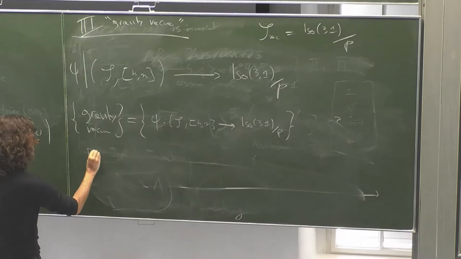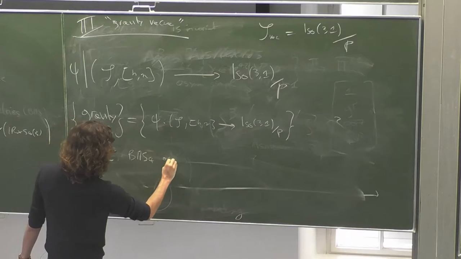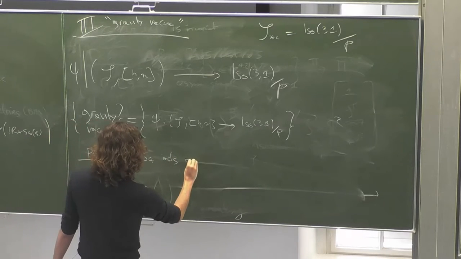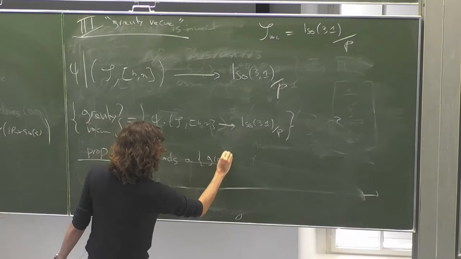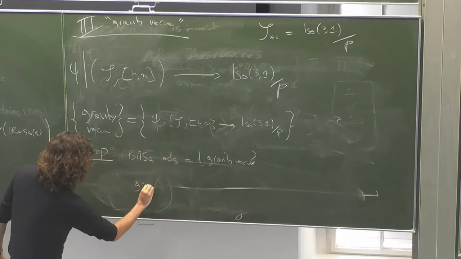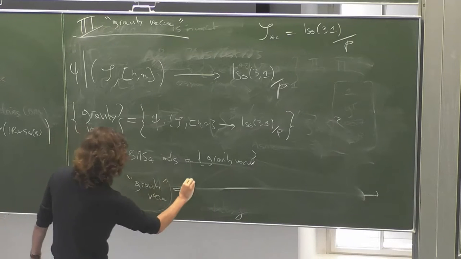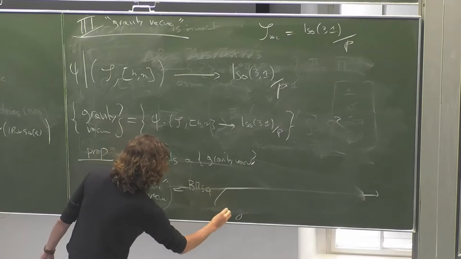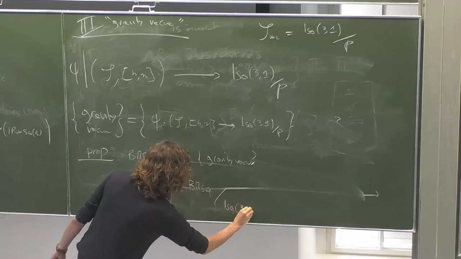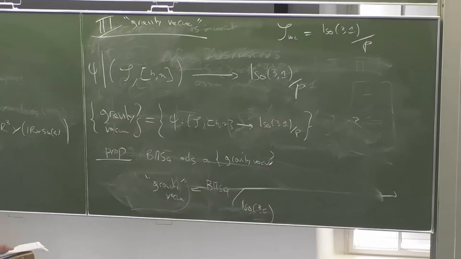So the fact, proposition, is that the BMS4 group acts transitively on this space of gravity vacua. Therefore, you can realize gravity vacua as the quotient of BMS4 by the stabilizer, which is obviously just the Poincaré group. And so you can think of gravity vacua as being this moduli. Okay, so I'm nearly done. So this is the notion of gravity vacua.